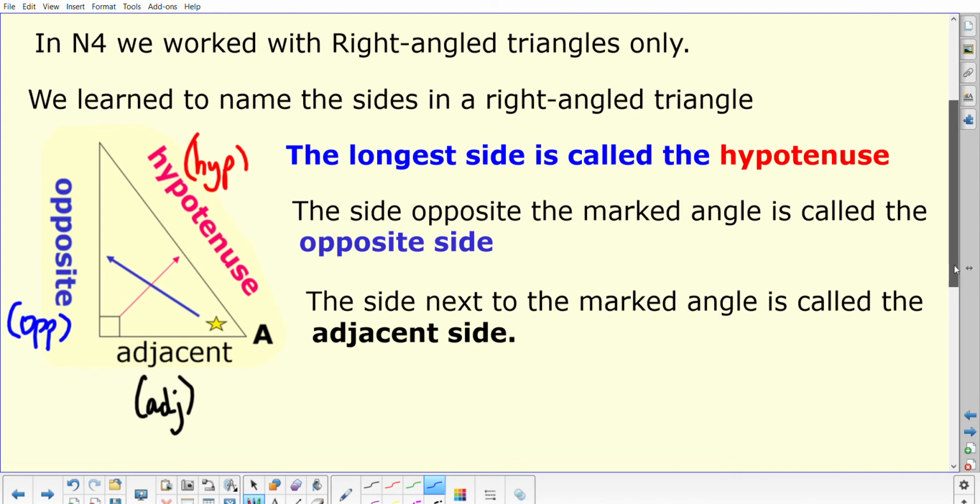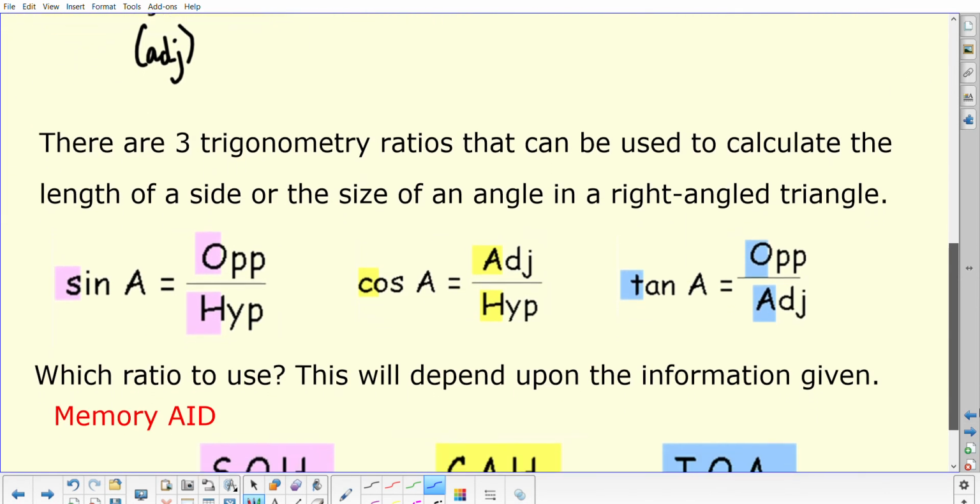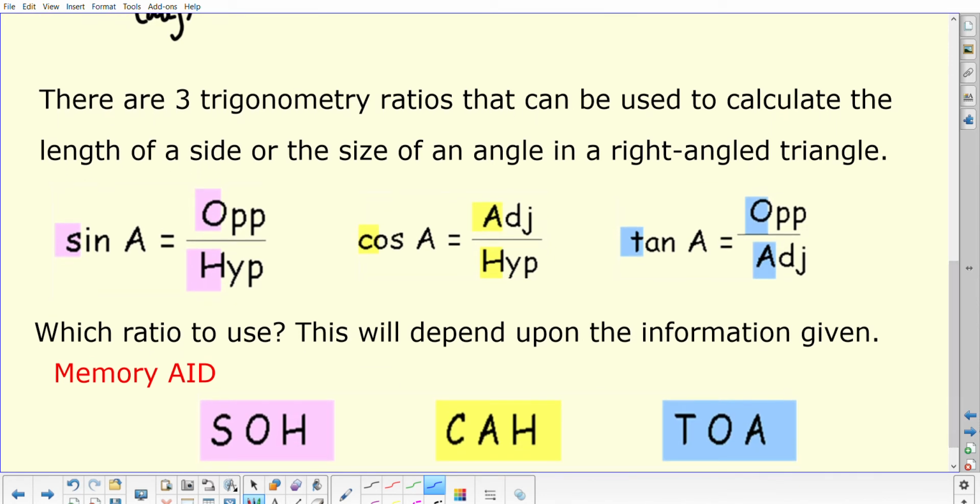So when you move on from that, you should know that there are three trigonometry ratios that can be used to calculate the length of a side, or in fact the size of an angle. And this is a little memory aid down here that you can use to help remember how they are connected. SOHCAHTOA, where the S stands for the sine function, and your O and your H are to do with your opposite side and your hypotenuse. Your cos ratio, you will use when you're working with the adjacent side and hypotenuse, and your tan ratio uses the opposite side and the adjacent.